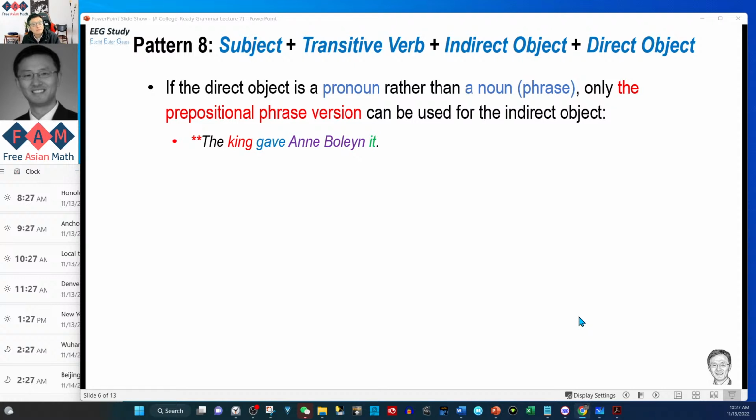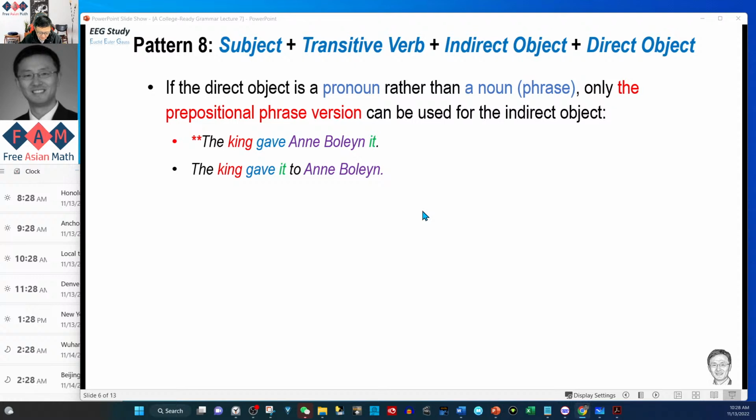It here refers to love. Because it's a pronoun, you cannot write the sentence this way, meaning simply putting the indirect object before the direct object it. If you say the king gave Anne Boleyn it, this is ungrammatical. So why? There's no why. It's just idiomatic. We don't accept it. We don't say it that way in English. Therefore, if you use the pronoun it rather than the noun love, you can only say this sentence in the prepositional phrase version. The king gave it to Anne Boleyn.